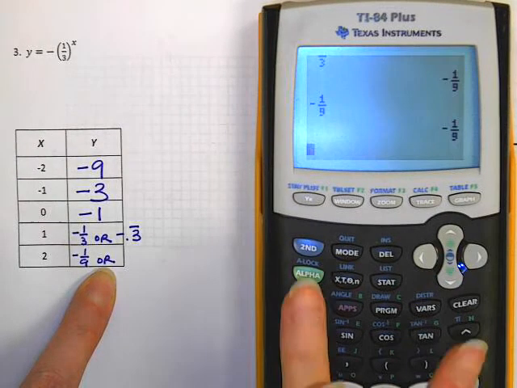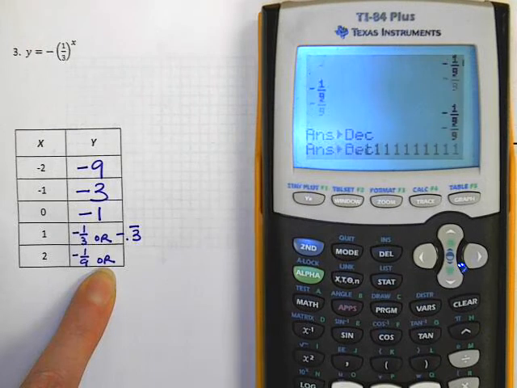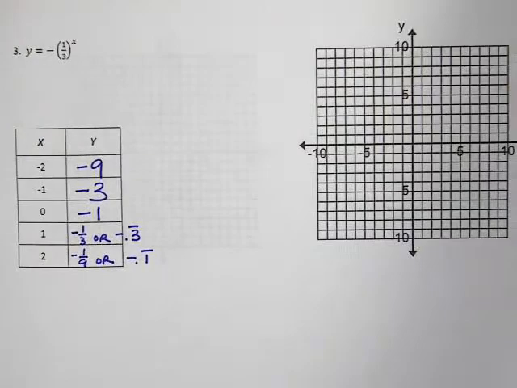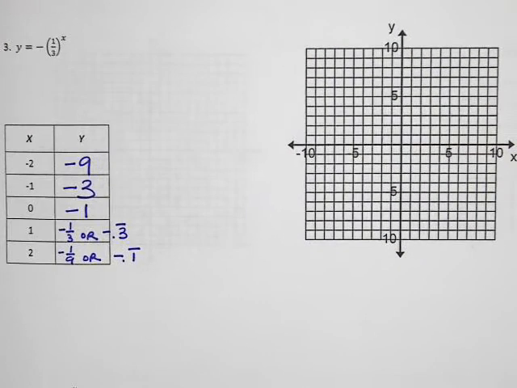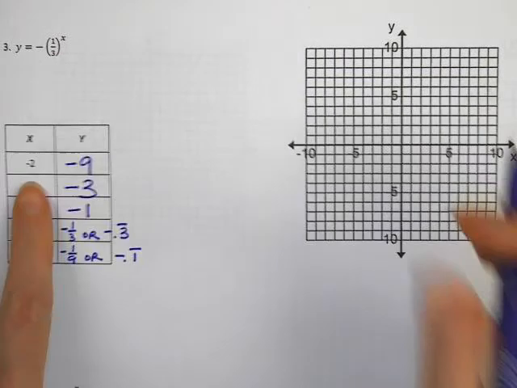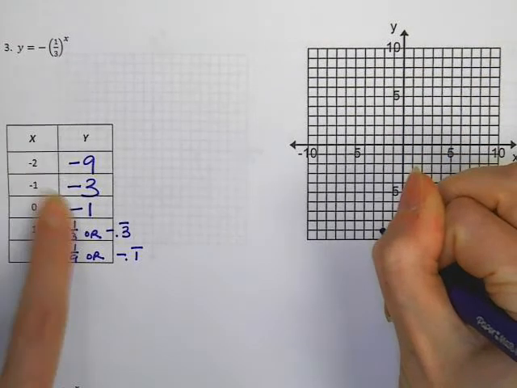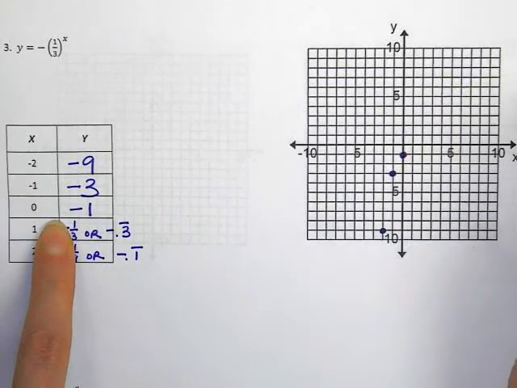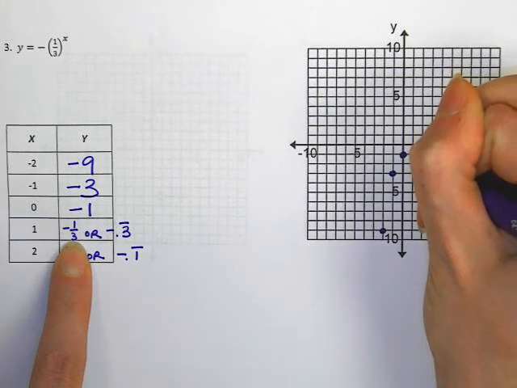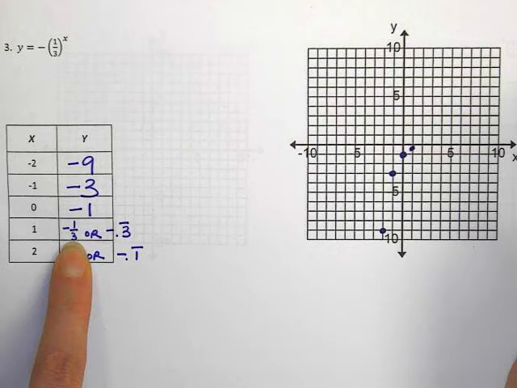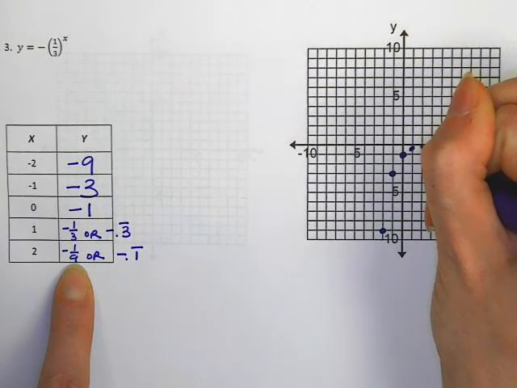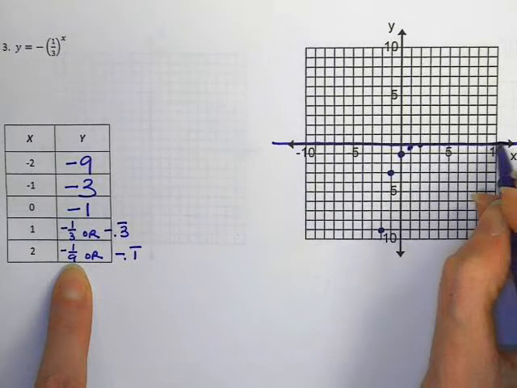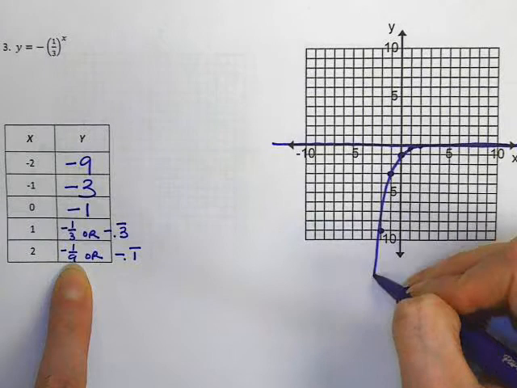But if you don't like that, you don't have to do that. Hit Math, option 2, turn it into a decimal. It's negative 0.1 repeating. Whatever you guys like better. All right, let's graph. We know this one's going to be all negative. Negative 2 comma negative 9. Negative 1 comma negative 3. 0 comma negative 1. 1 comma negative 0.3. And 2 comma negative 0.1. Remember, it's never going to cross 0. So it's going to look like that.